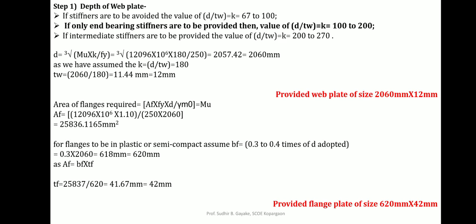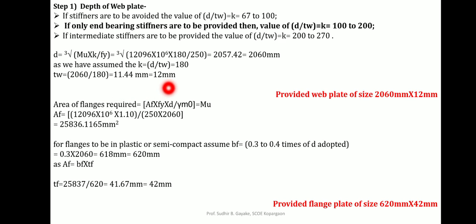So according to the statement in the numerical, stiffeners are required only at the ends or end bearing stiffeners are required. Therefore select D by TW or K value in the range of 100 to 200. So suppose for this numerical we'll assume D by TW as 180. So economical depth required, cube root of moment into K factor divided by Fy. So we are getting almost value 2057.42, and I am round figuring that value to 2060 mm. Now as again we have assumed D by TW as 180, you can calculate the thickness, and the thickness is equal to 12 mm.